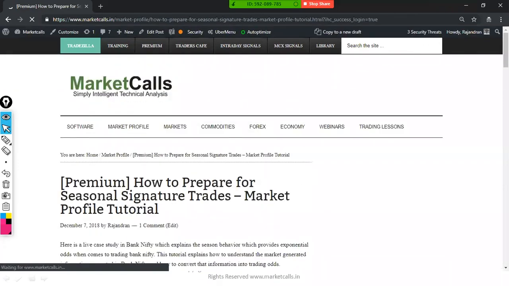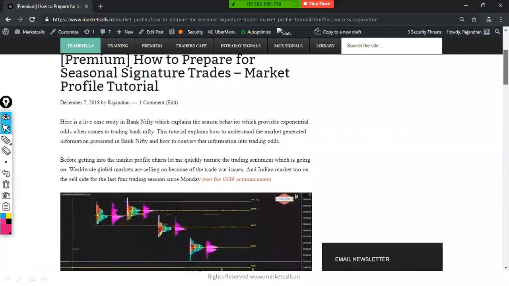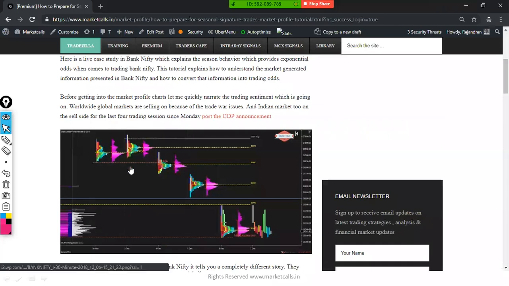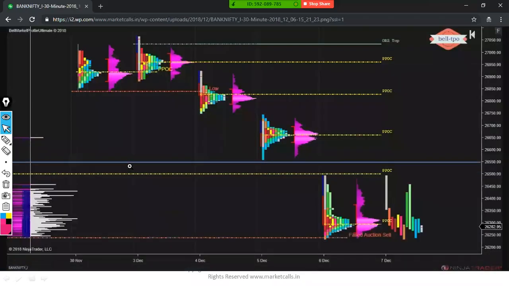So this is one of the examples which recently happened in Bank Nifty futures. Nifty also has similar information, similar trade setups. You see here, this is one of the prominent points of control. Value was migrating lower, and there is one more prominent point of control which is not tested back. And one of the points of control is not tested back. And there is one more prominent point of control here.